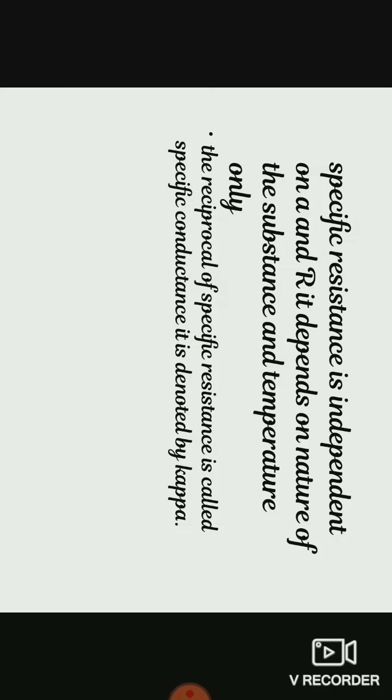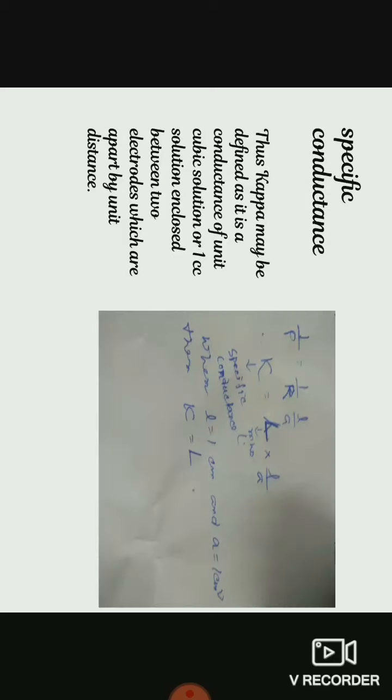And the reciprocal of specific resistance, that is 1 by rho, is called the specific conductance. It is denoted by Kappa. You can see in the picture 1 by rho is equal to Kappa. This looks like a capital K. This is called specific conductance. The definition: it is the conductance of a unit cubic solution or one cc solution.